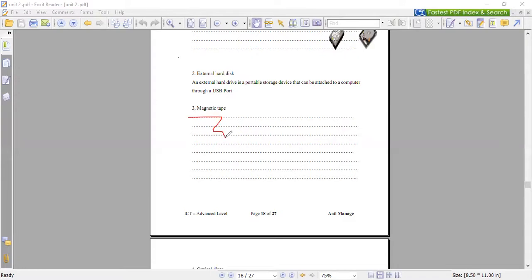Then write down under magnetic tape: magnetic tape is one of the oldest technologies for electronic data storage on a magnetic surface.